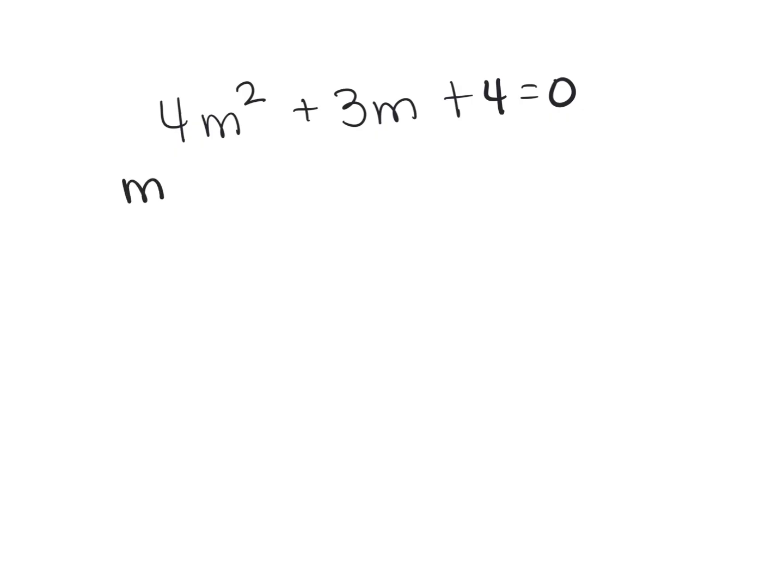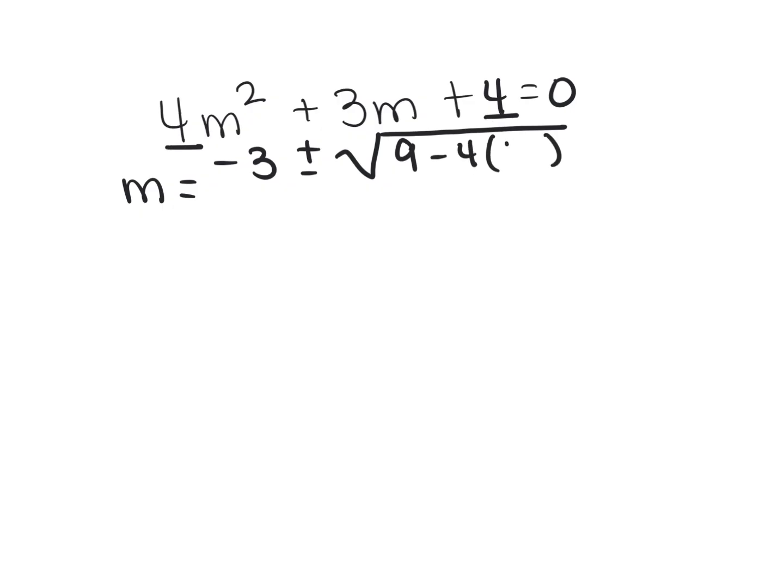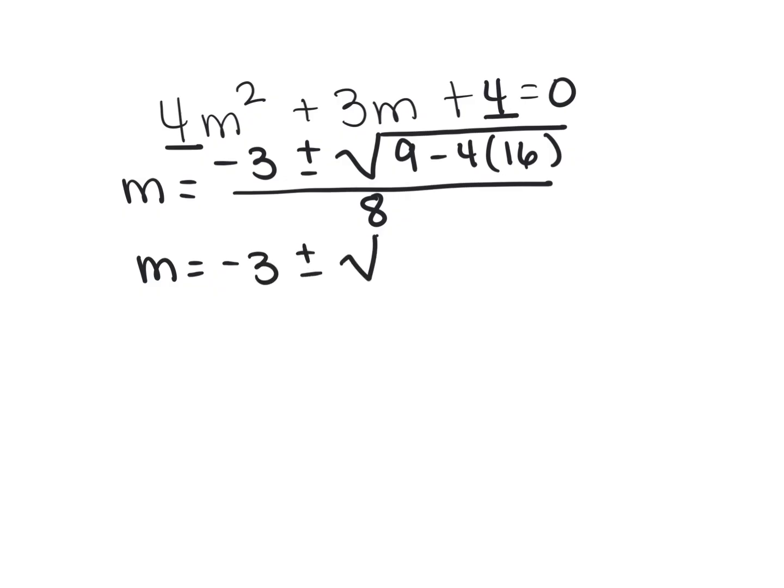So we use our quadratic formula. So m is equal to negative b plus or minus. We have b squared is 9 minus, the 4 is already part of the equation, and then I multiply a times c, so that gives me 16. And then we are dividing that by 2 times a, which is 2 times 4, which is 8. So we have negative 3 plus or minus the square root of 9 minus 64. And we're dividing that by 8.